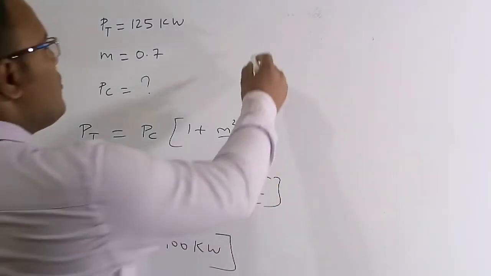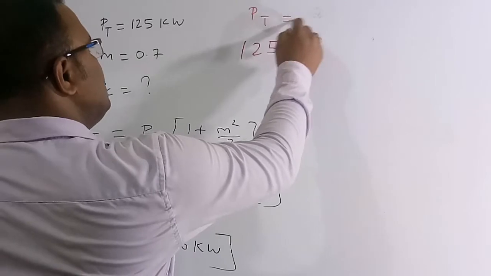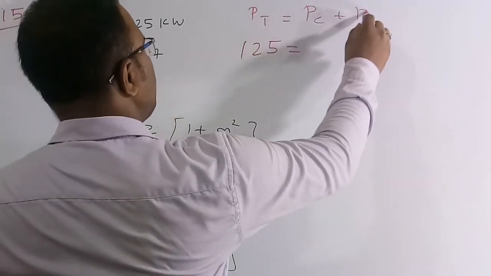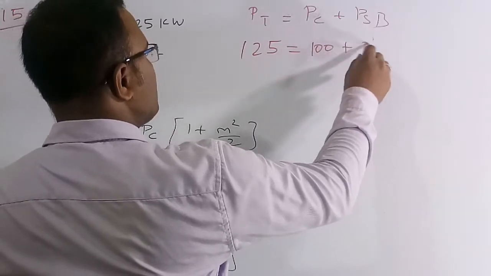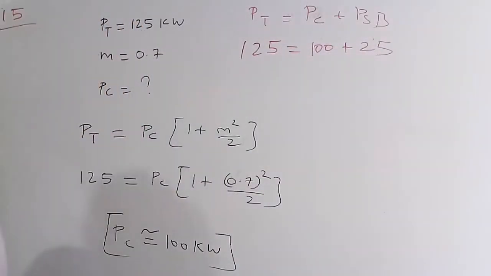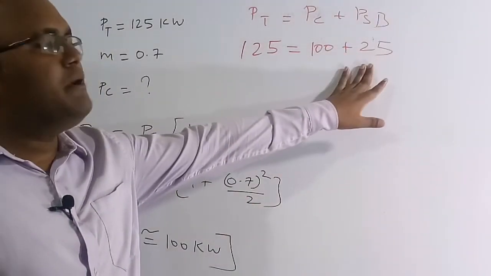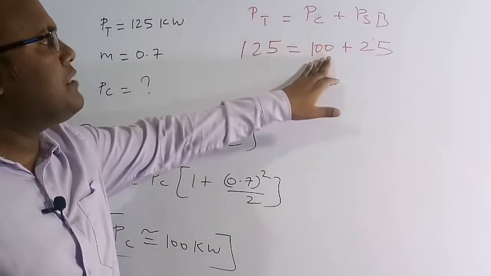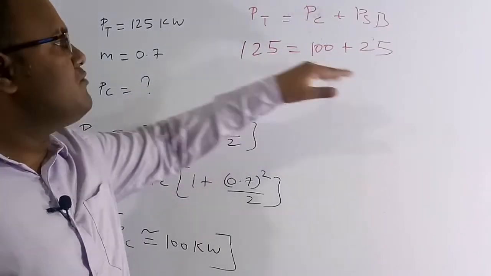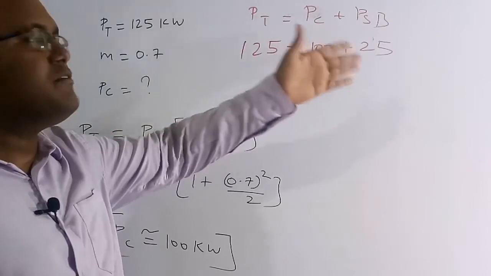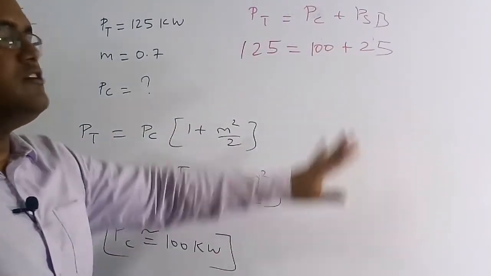So the total power, 125 kilowatt, is equal to carrier power plus sideband power. Therefore, if the carrier power is 100 kilowatt, the sideband power will be 25 kilowatt. In the question they can ask how much sideband power is present. Then the sideband power is 25 kilowatt and the carrier power is 100 kilowatt. So in total this signal carries 125 kilowatt of power. In this way we can easily solve this numerical.